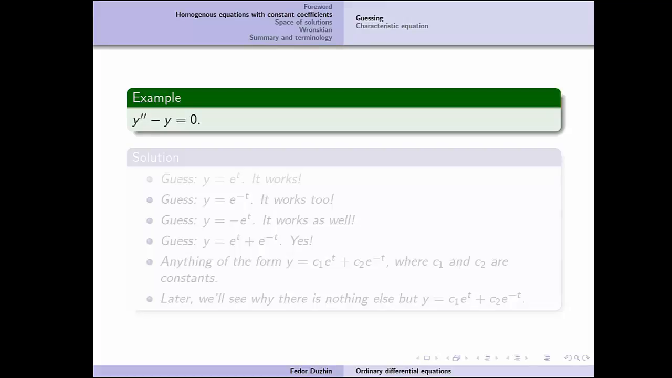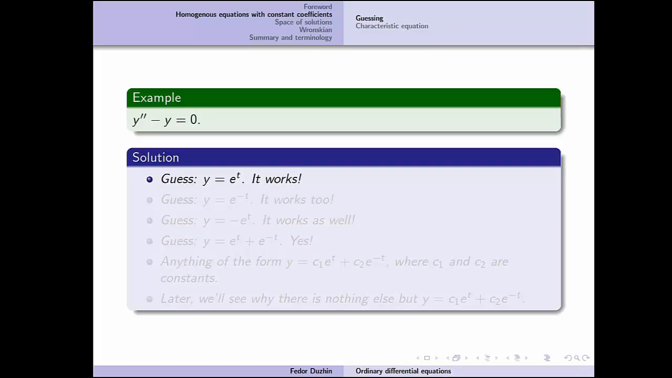Now let us look more closely at homogeneous equations with constant coefficients. So here is the simplest example, the harmonic oscillator. Let's just try to guess the answer. So let us try to substitute y equals e to the t.